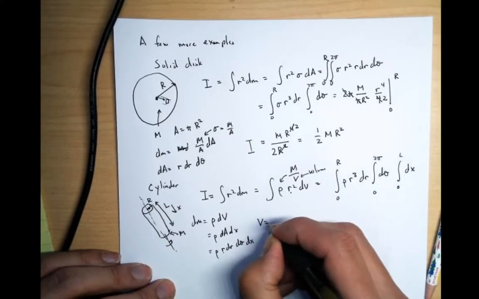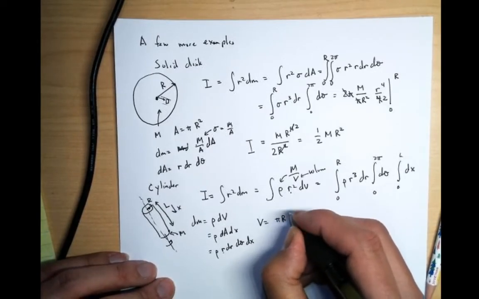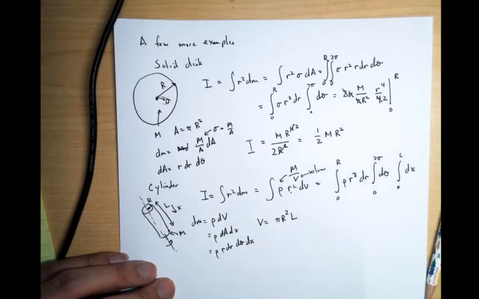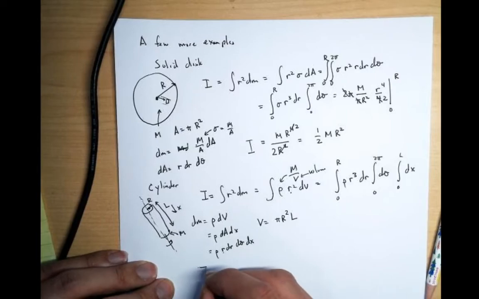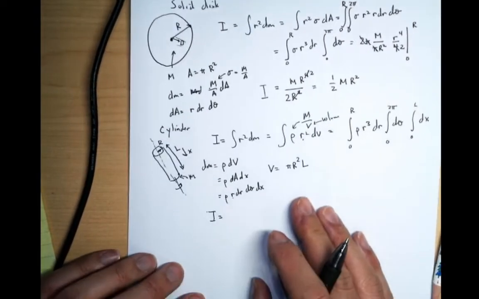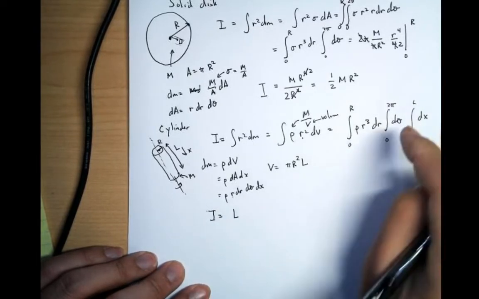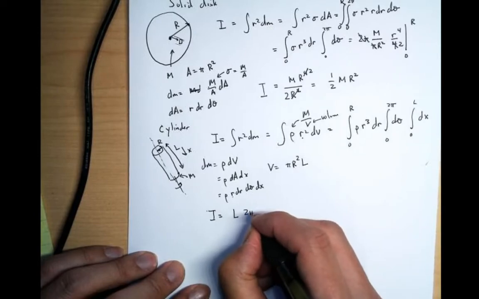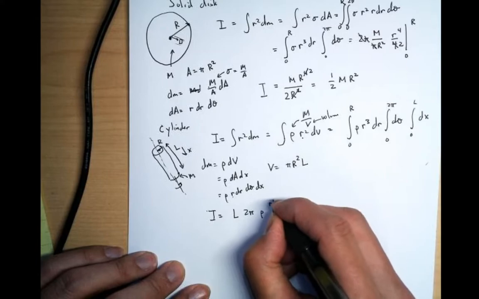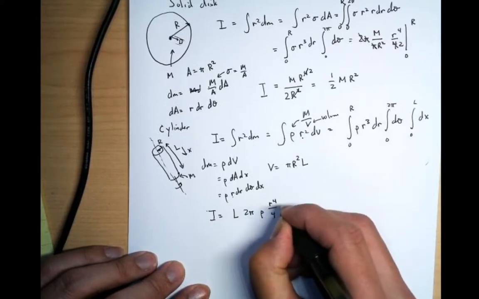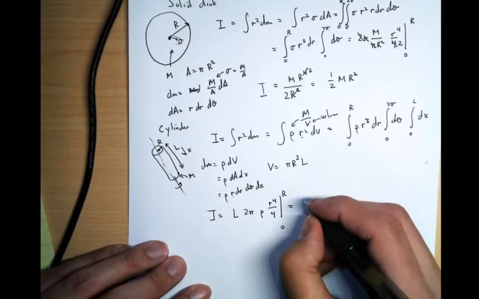Now the volume of a cylinder is pi R squared times L, so this will be important later on. I is now equal to, let's work this out. This will just give me an L, this will give me a 2 pi, and this right here will give me rho r to the fourth over 4 evaluated between 0 and R.